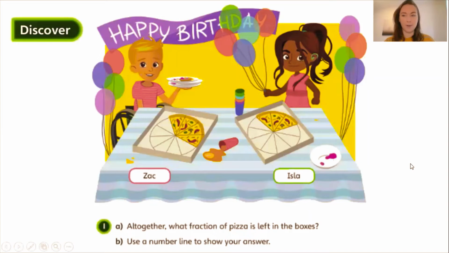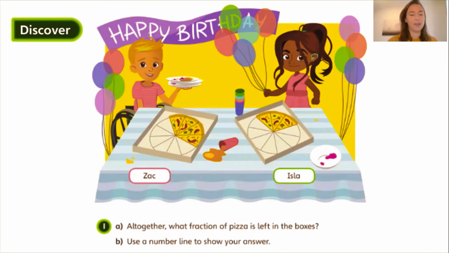Here's the first part of our maths lesson, our discover. When I do these with my class, what we usually do is we look at the problem, we have a little chat about it, and then I give the children some time to independently have a go. And I would like you to do that today. I'll tell you when to pause the video, and then you can go and have a go on some paper at home.